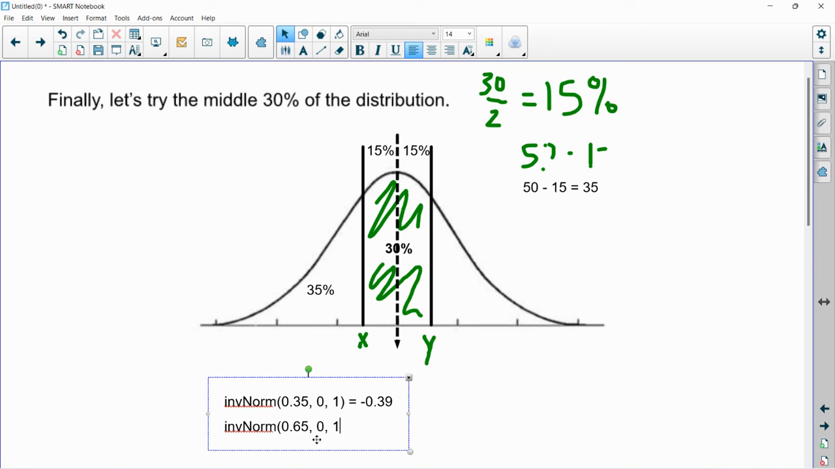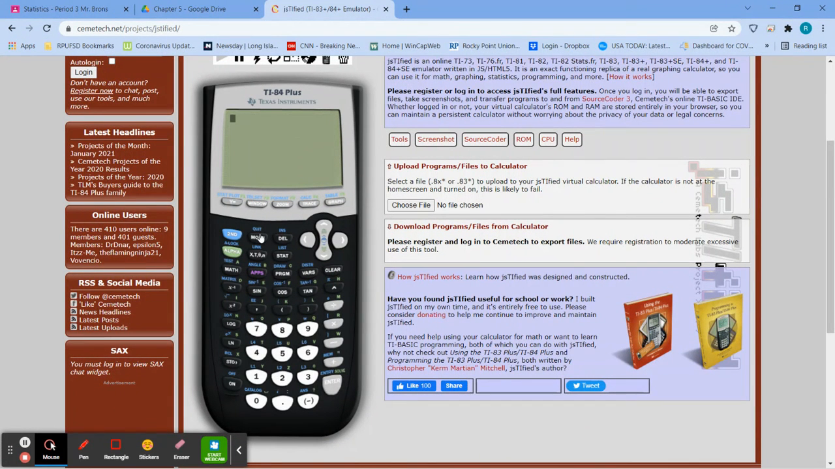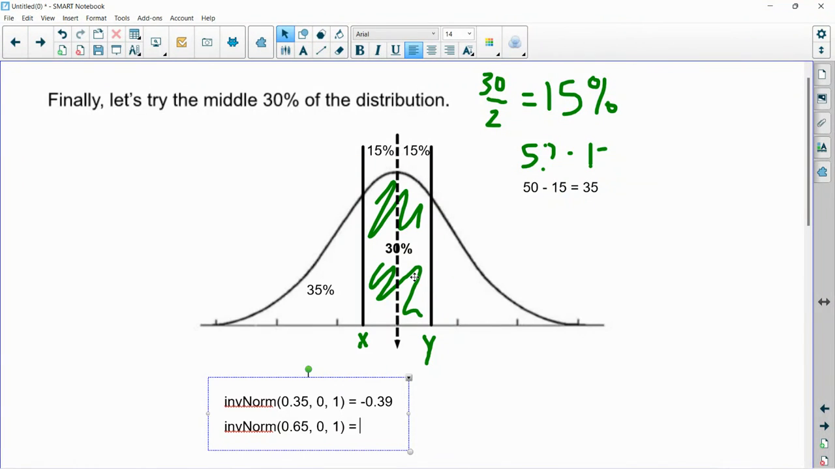So once again, go to the calculator. So second bars, number 3. So now I got a 0.65. There we go, 0.65. Go down, down, down, paste, enter, 0.39.